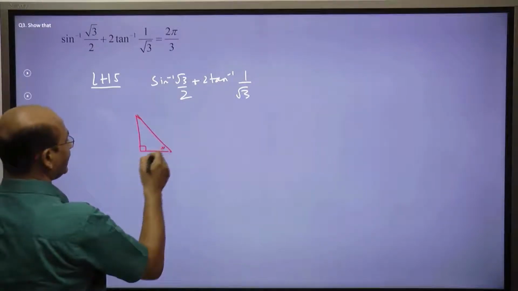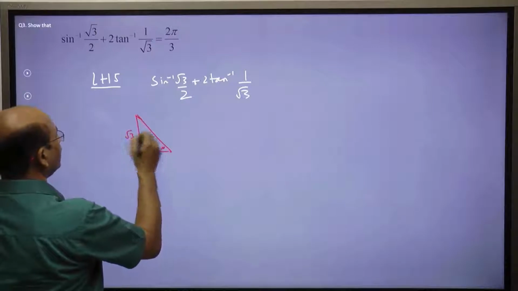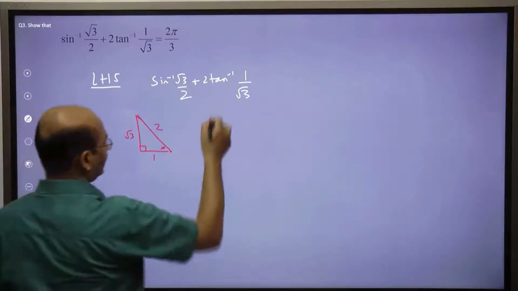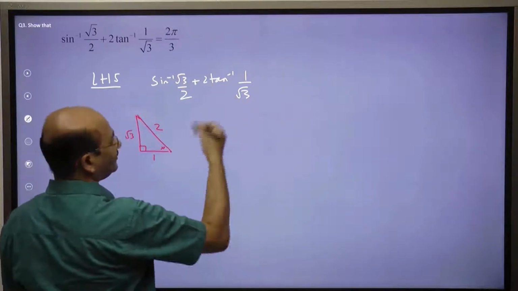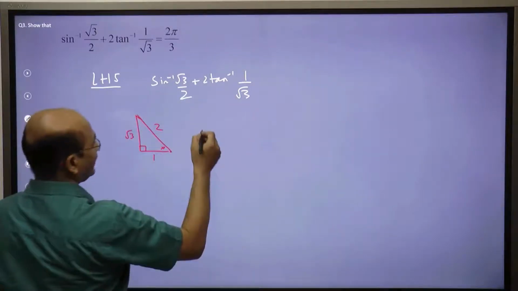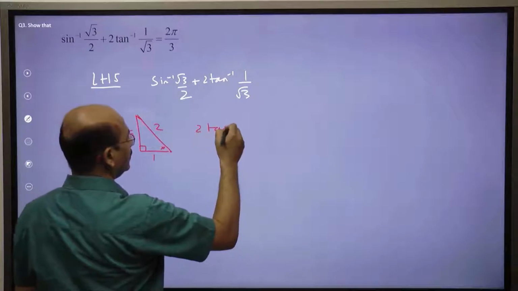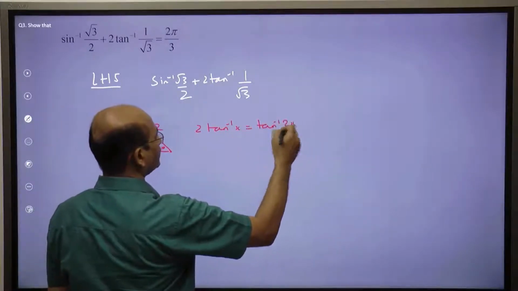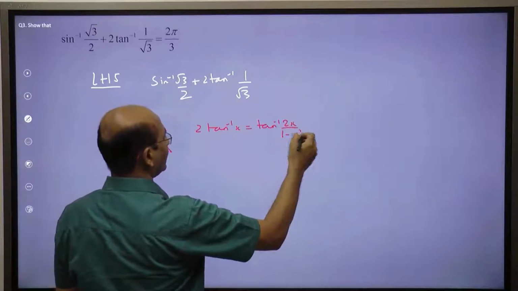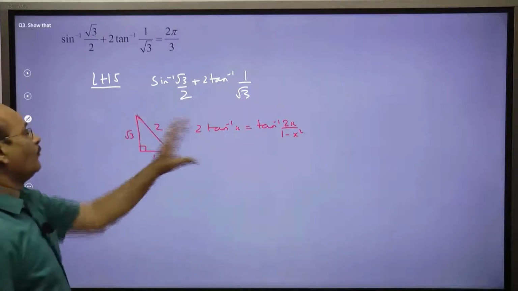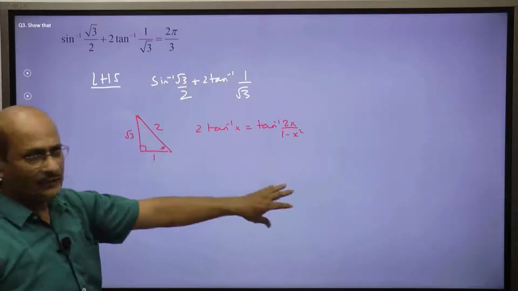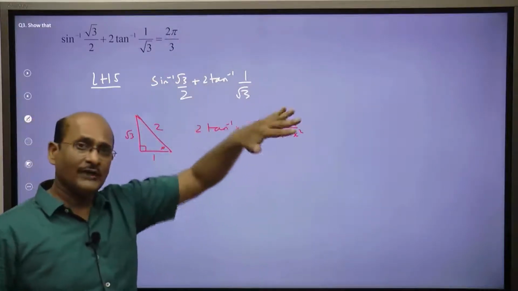So if I consider this as theta, so this is root 3, this is 2, this is 1 by Pythagoras theorem. Right. So similarly here, 2 tan inverse x, I can write as tan inverse 2x upon 1 minus x square. So basically these are the two formulas I am going to apply to convert this into tan inverse, this into tan inverse. 2 tan inverse x you can also convert into sine inverse.